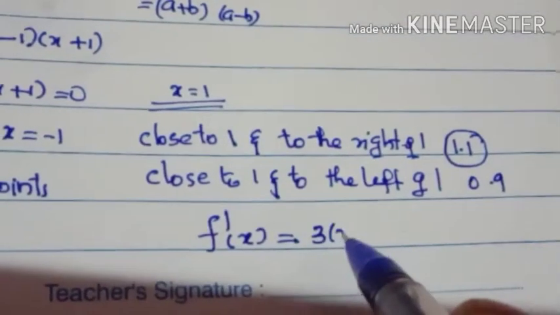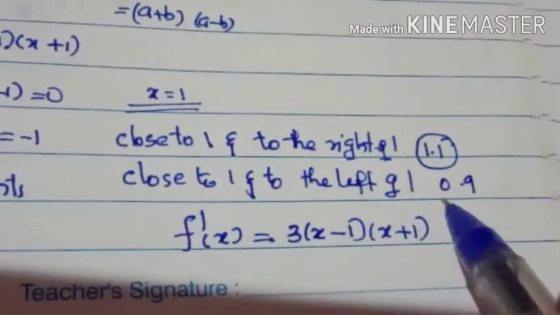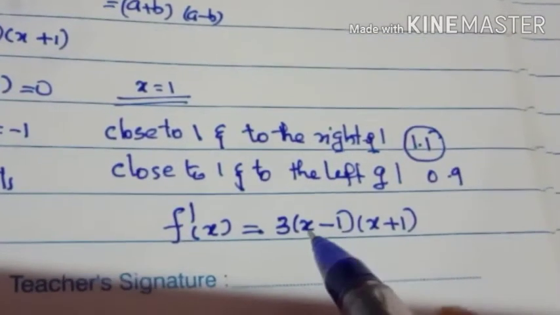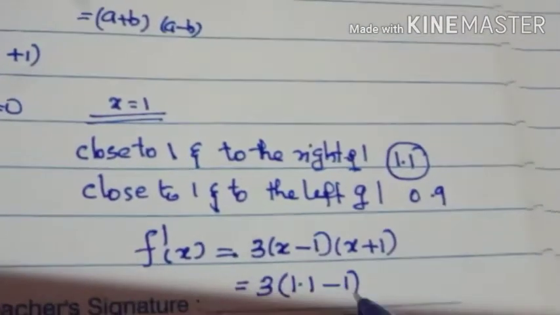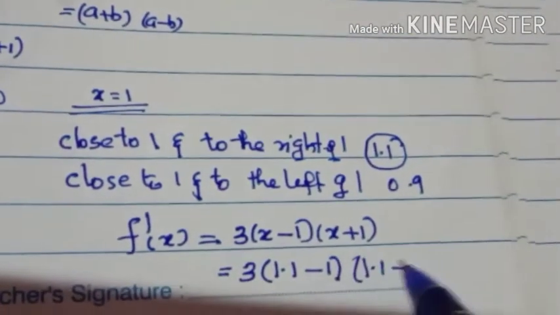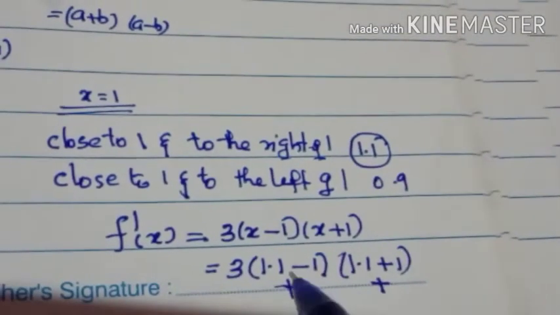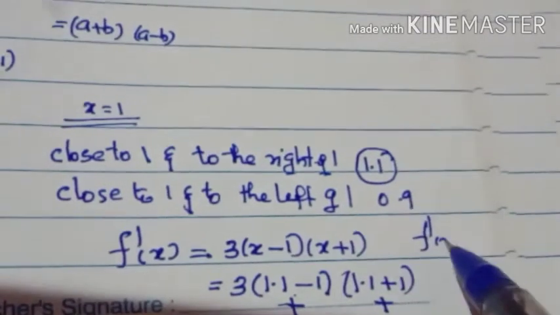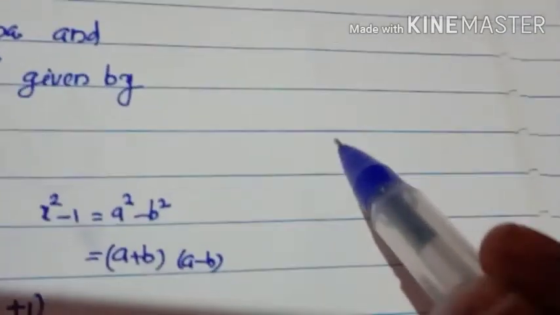f dash of x is actually 3 into x minus 1 into x plus 1. If we put 1.1 here, it becomes 3 into 1.1 minus 1 into 1.1 plus 1. Definitely this is positive, and this is positive. Therefore, f dash of x is greater than 0.